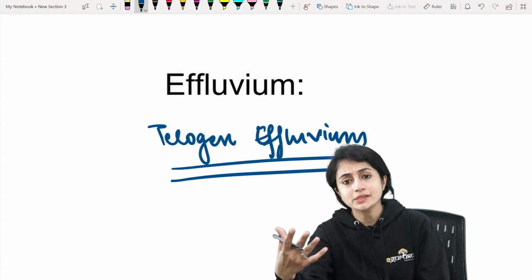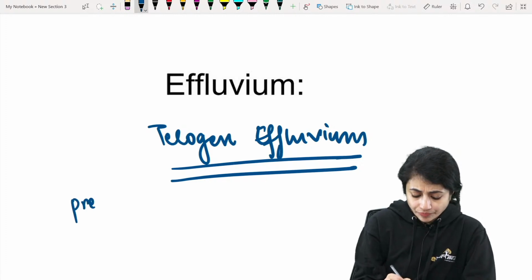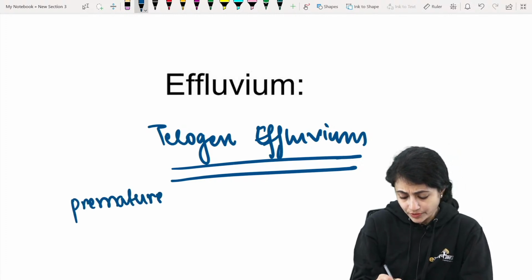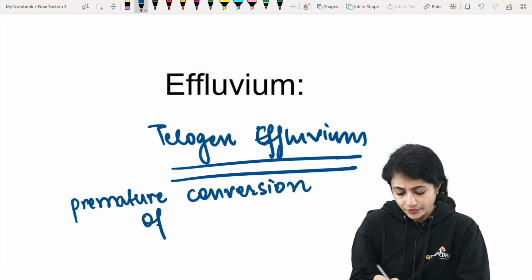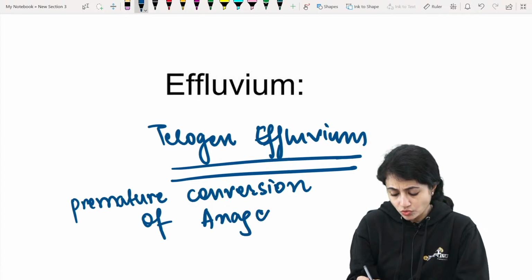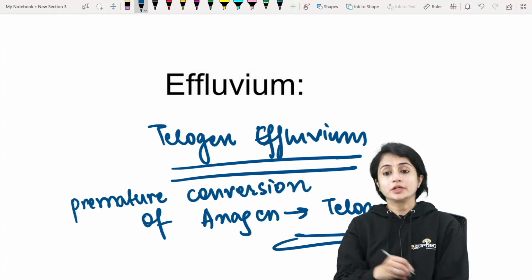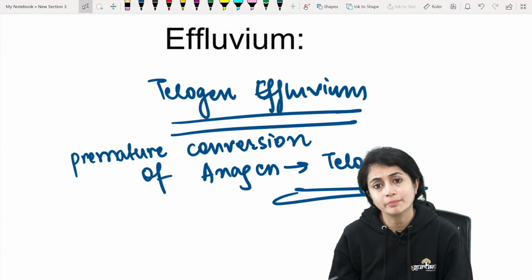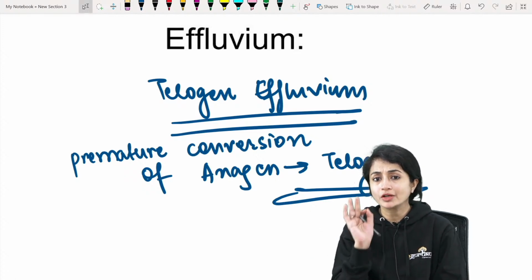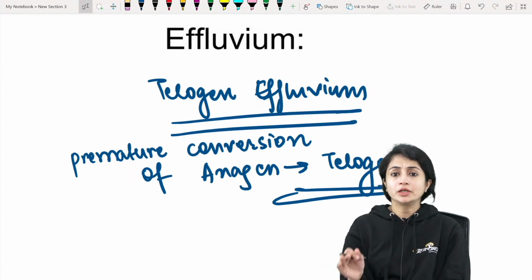So what happens in telogen effluvium is that whenever my body goes through any kind of stress, there is premature conversion of anagen hair into telogen hair, which is a phase of hair fall. Telogen is the phase of hair fall. So my hair starts to fall, but it is just a cycle disturbance. My roots remain there, and so I do not get a permanent hair loss.